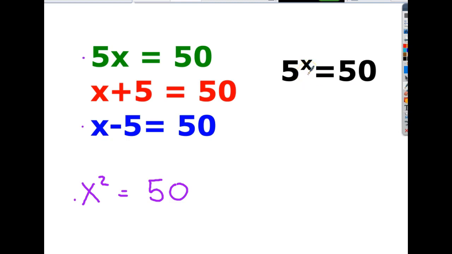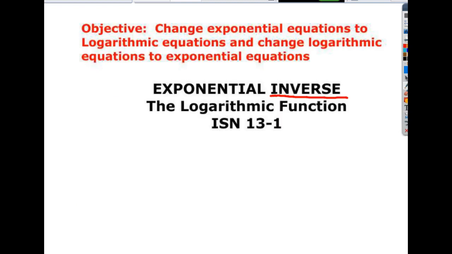So we need another way to solve it, and the way we're going to solve it is by doing the opposite of an exponential. And the opposite of an exponential is called a logarithmic function. Except we usually don't call it that. We usually just abbreviate it and call it a log function. And the log function is the inverse of an exponential. Do you remember what an inverse is? You switch the x and the y.